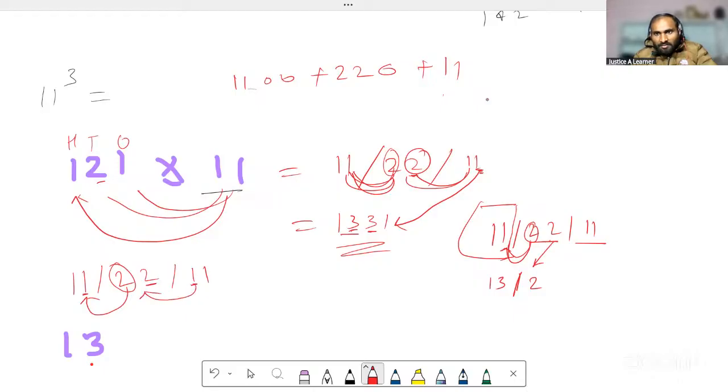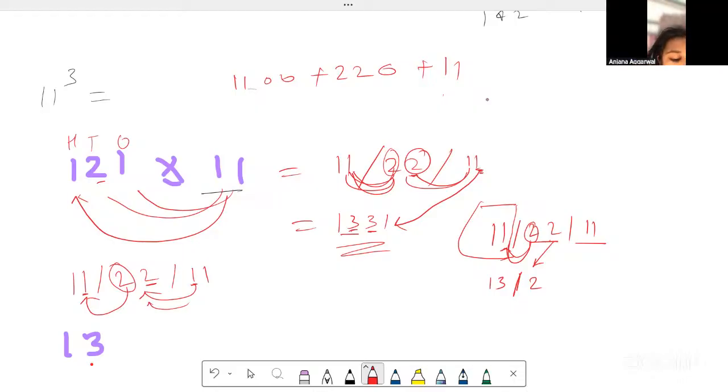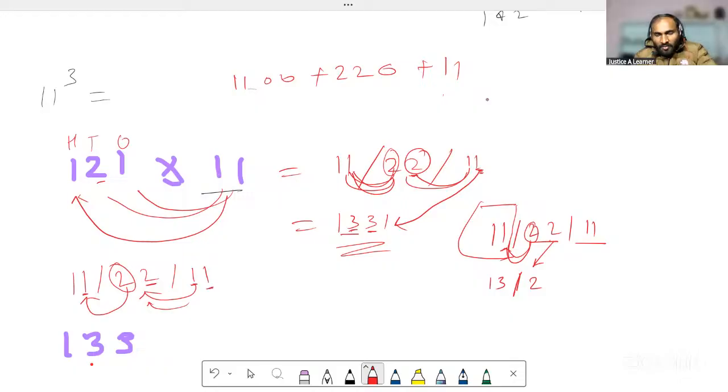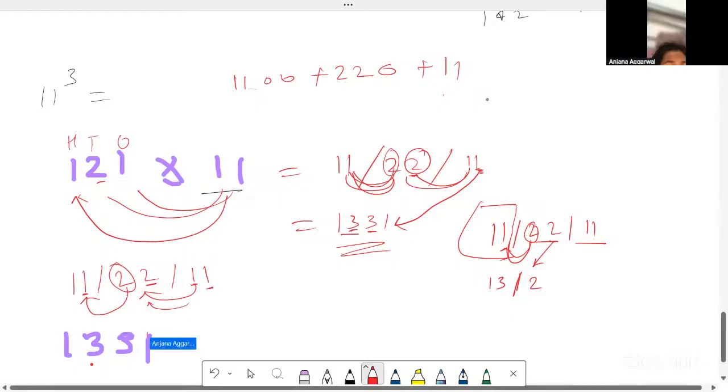Now what would be the next number? Not 11 plus 2. This number will go this side. This 1 plus 2 is 3, and then this is remained. So what would be there? 1. Okay, I got it.